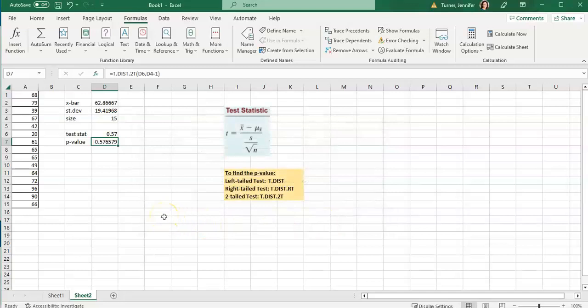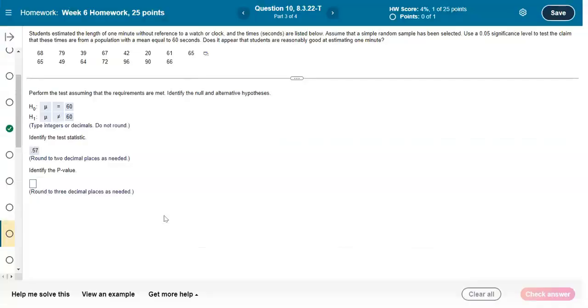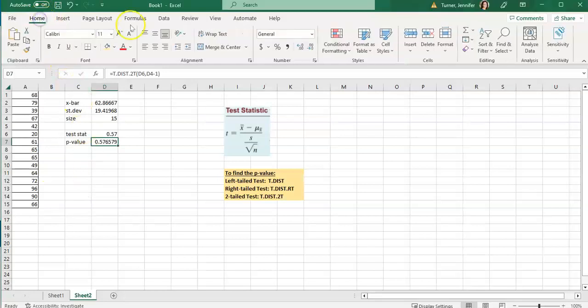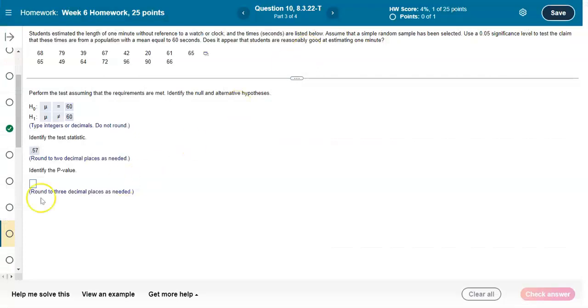So our p-value is 0.576579. That's probably too many decimal places. Yep, it sure is. So this wanted us to round to 3 decimal places. So again, we can go to the Home tab and click on this button right here to reduce that number of decimal places to the number that we wanted. So the p-value is 0.577.